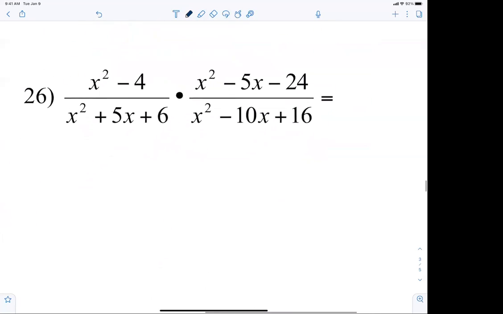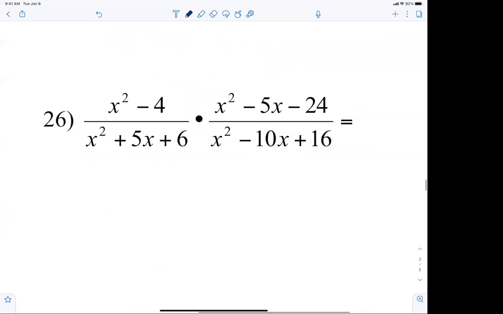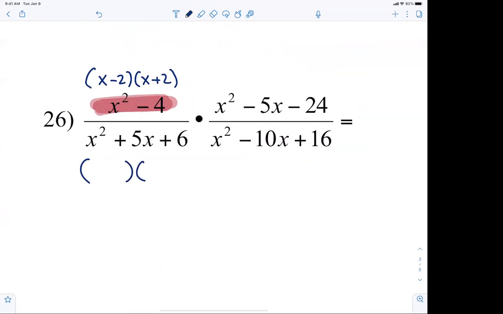All right. This one looks obnoxious. Just a bunch of factoring, easy factoring though. All right, so here we go. What about x squared minus 4? Good. x minus 2, x plus 2. Now, what about the denominator? x plus 3. I'm good with that.